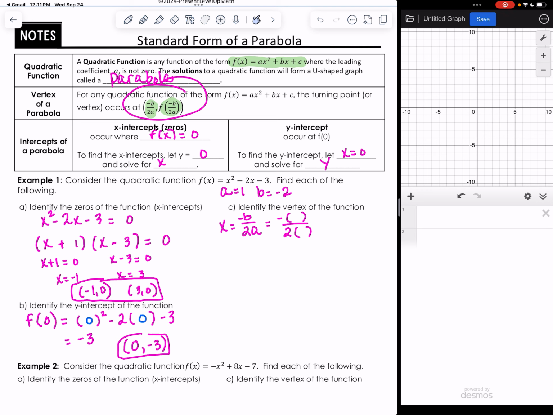So for B, we would plug in a -2, and for the A, we would plug in a +1. After you get that plugged in, then you're going to evaluate that. The opposite of -2 is +2. 2 times 1 is also +2. And 2 divided by 2 is 1. So now we know the x-coordinate of our vertex is going to be 1.